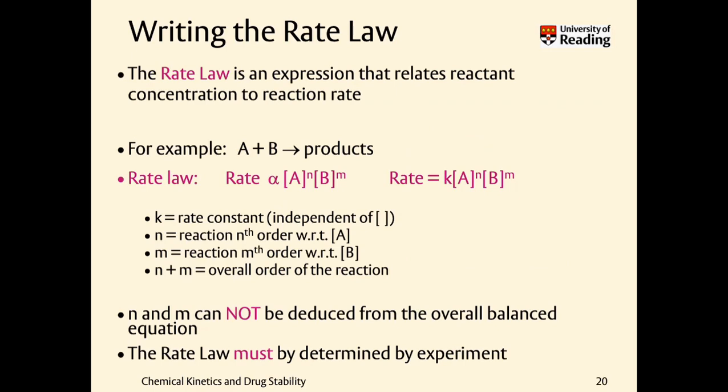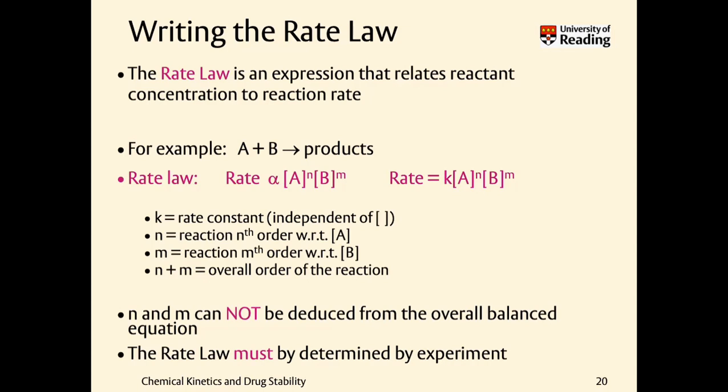The rate law is an expression that relates reactant concentrations to the reaction rate. And it's the reactant concentrations that are going to be the things that determine the rate of the reaction, and the rate law shows us how. So a general way to write the rate law would be to use this example here. For a reaction of A and B forming products, the rate will depend on the concentrations of the reactants as determined by the rate law.